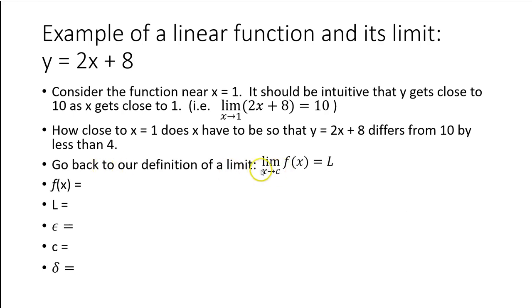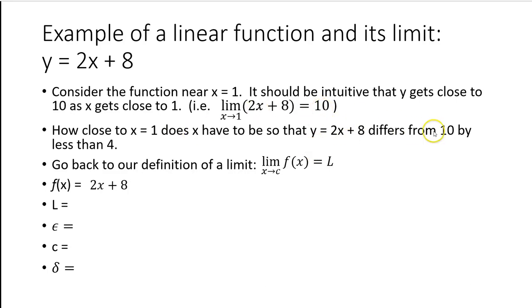Our definition said the limit as x goes to c of f of x equals L. Well, our f of x should be obvious. This is just our y: y equals 2x plus 8. Our L, well, we can see our L is 10 up here, okay?